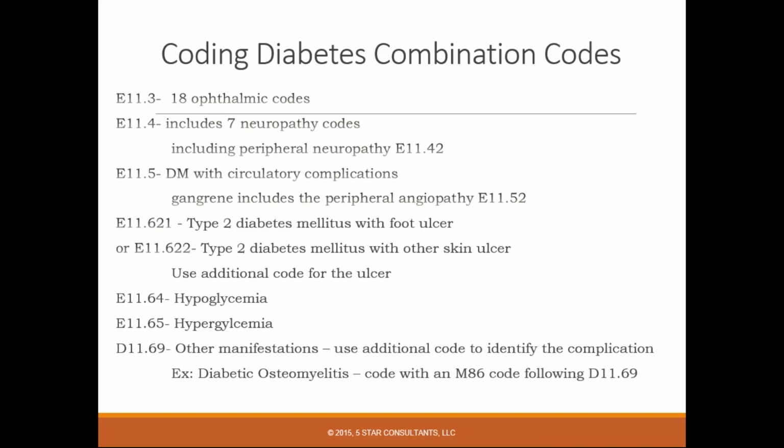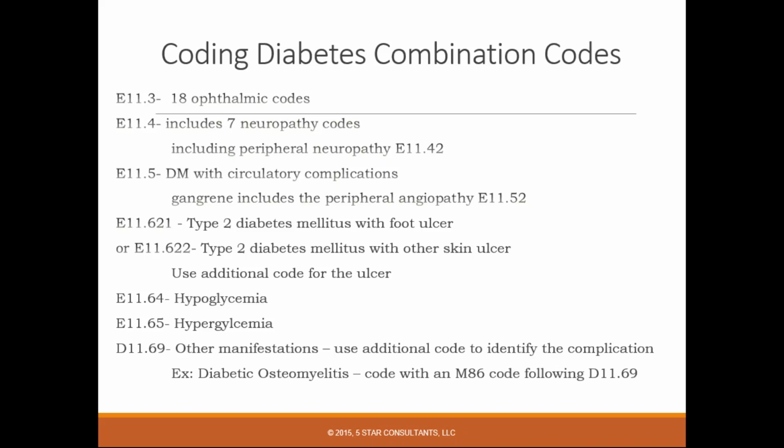Your foot ulcers are combined with E11.621, which is type 2 diabetes with foot ulcer. And then to get more specific, you would add a 2, or to get less specific, I'm sorry, with other skin ulcer. Now, even though that is a combination code, you still use the additional code for the ulcer.